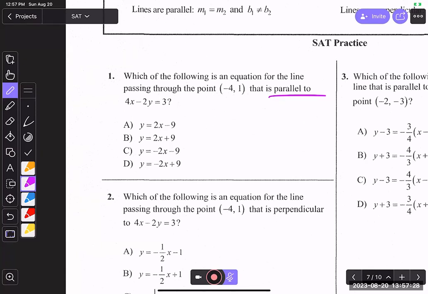So what is that going to look like here? How do you convert this into slope-intercept form? You subtract the 4x and then divide everything by negative 2, which gets you y equals 2x minus 3 over 2. Because it would first be negative 2y equals negative 4x plus 3, and then both get divided by negative 2. Good. And then compare the answer choices. The same slope, so it can be either A or B. Yeah, so C and D are gone. And now how do you decide?